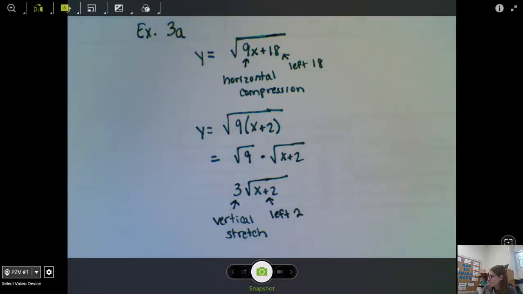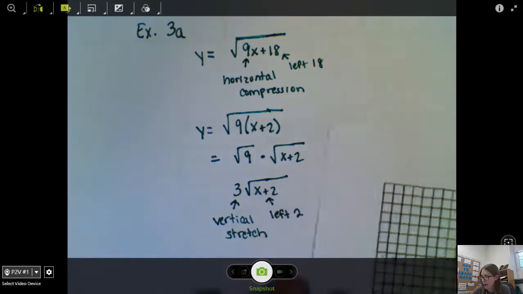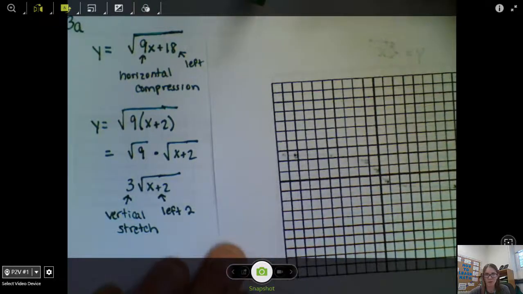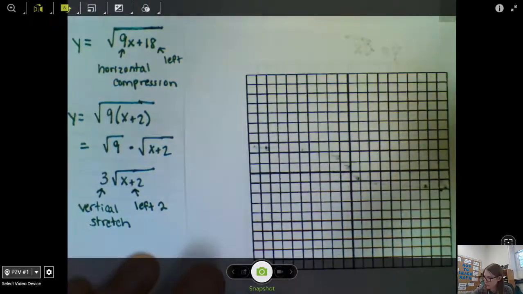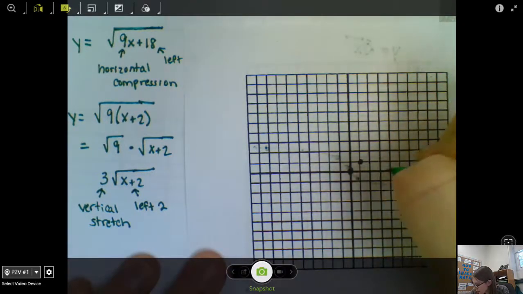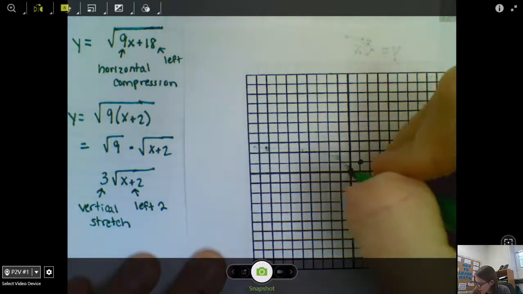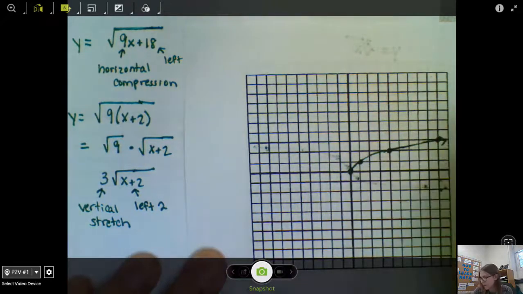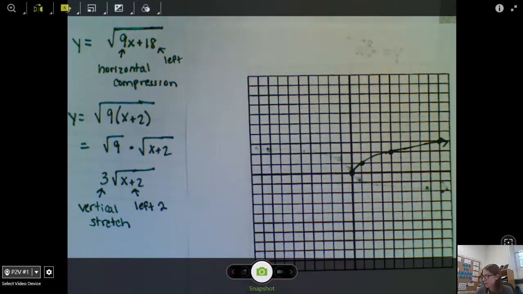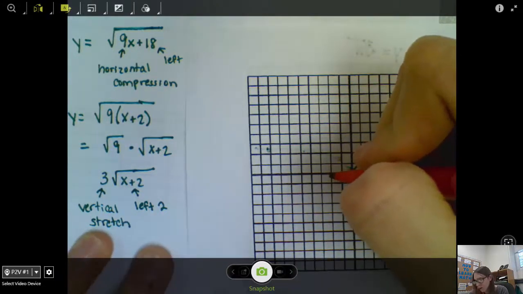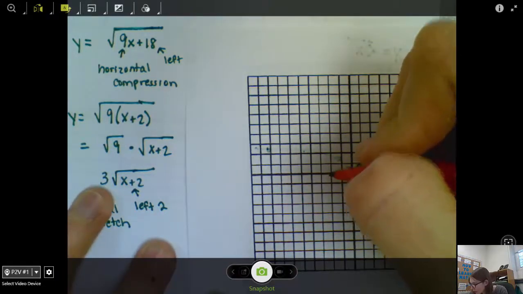So I'm going to graph that right here. It's a square root again. My parent function: 0, 0, 1, 1, 4, 2, 9, 3. Here's my parent function. Take each point, move it left 2, and then our vertical stretch makes us multiply our y value by 3.